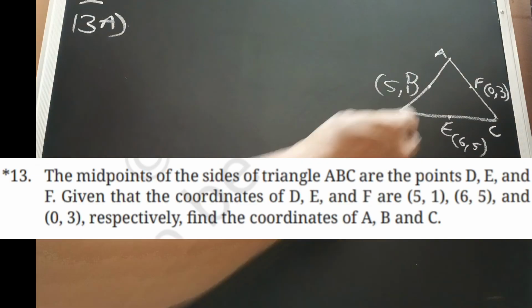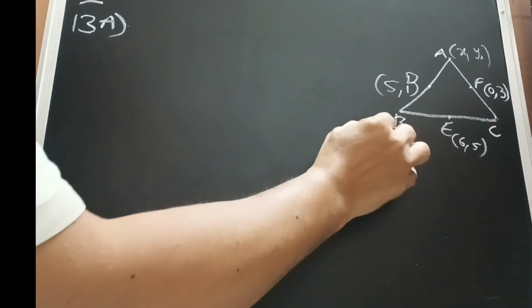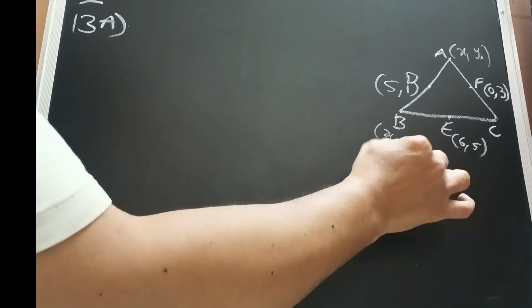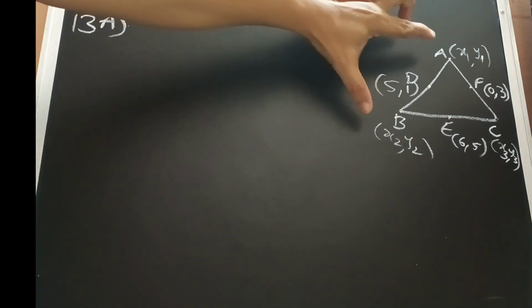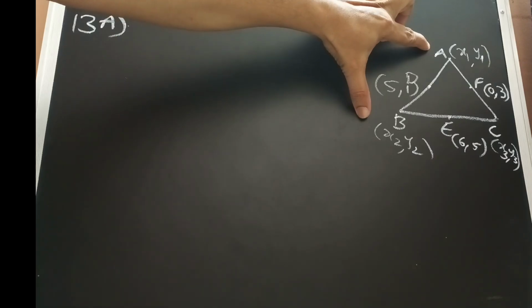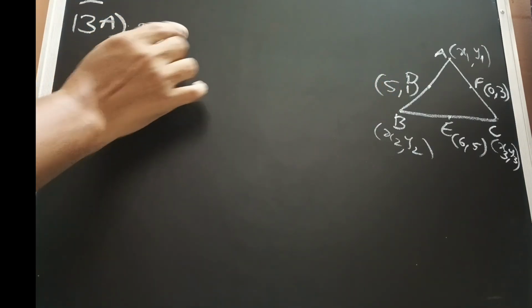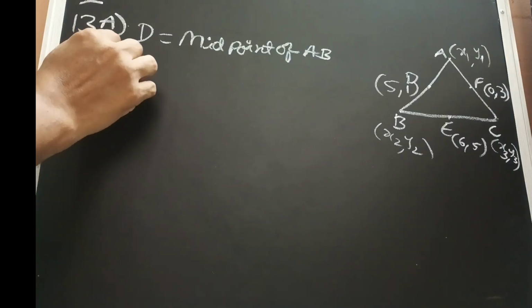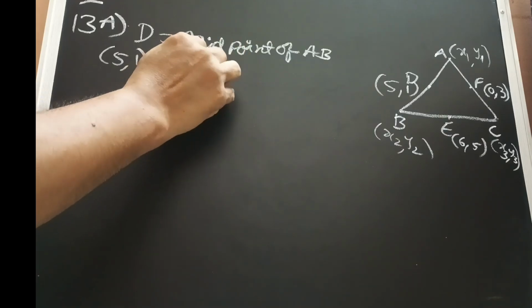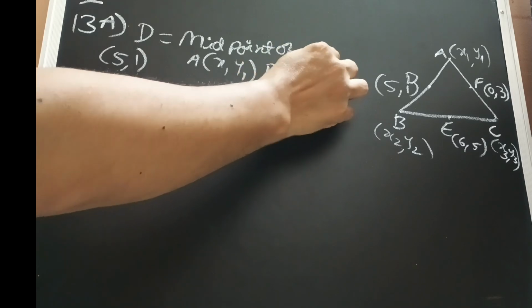To find the coordinates of A, B, C, consider this one as x1, y1, this is x2, y2, and this is x3, y3. We discussed before, D is the midpoint of AB. So substitute in the midpoint formula and solve it, and you will get the A vertex and B vertex. Here D is (5, 1), A is (x1, y1), B is (x2, y2).